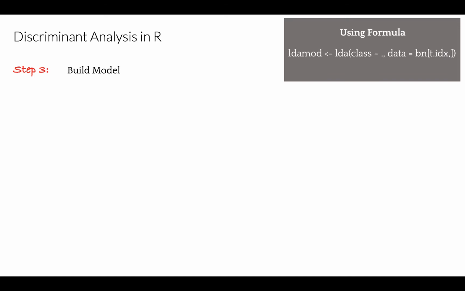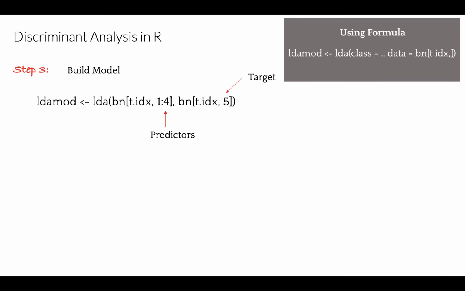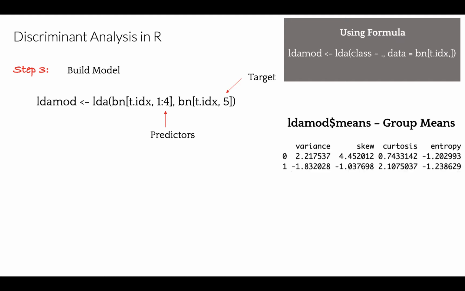Let's move to step 3, building our model. We're going to pass as a first argument predictors and outcome values. Target will be the second argument in the function. Notice that the syntax for LDA is identical to the function LM, linear modeling, and also to GLM, except we don't mark the family option.